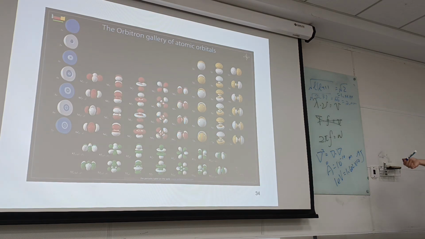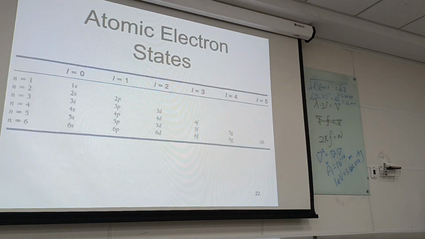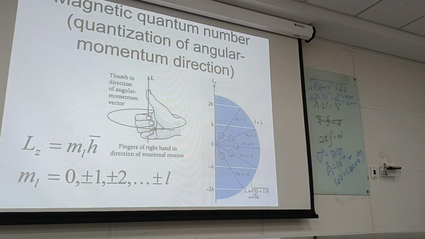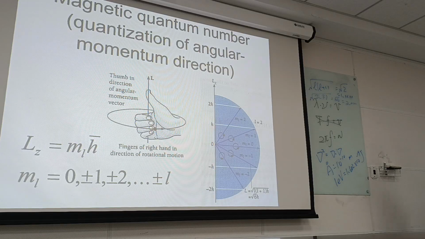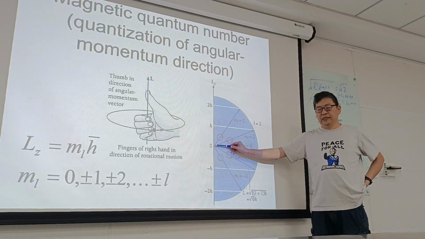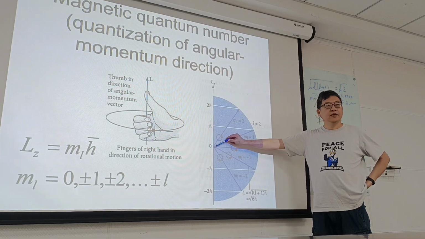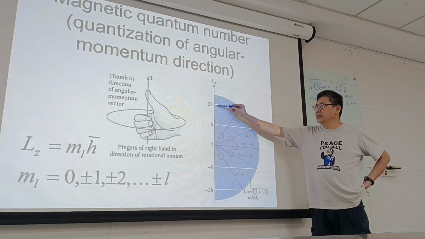It will be difficult to understand, but it's three-dimensional. So ML can be 0, meaning L is here. ML equal to 1 is here. ML equal to 2, this is L, this is ML.